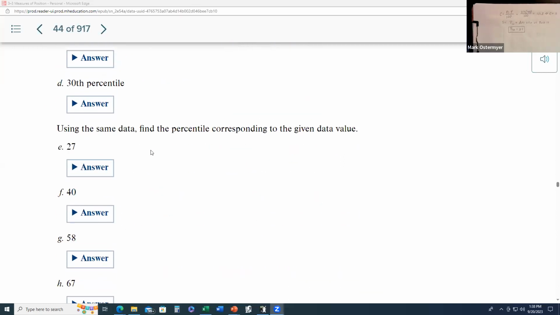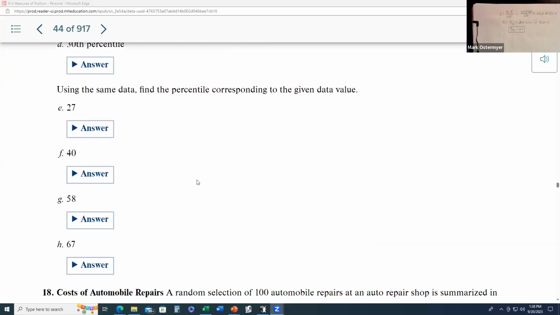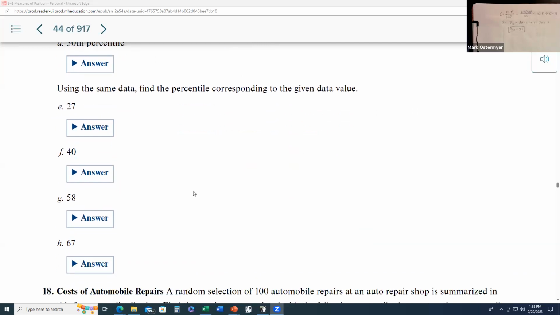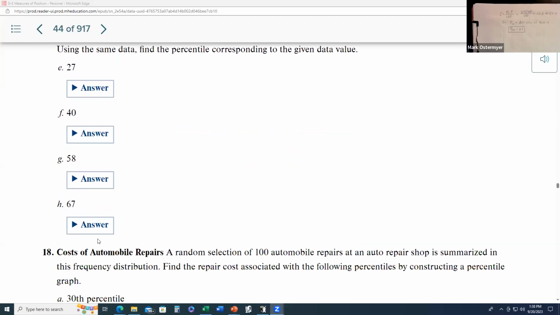Okay, just finding some more percentiles. All right, now, ladies and gentlemen, we're going to work backwards. In this data set here, they want us to determine what percentile value 67 is. So the data point observation of 67 is what percentile value? So we're answering the opposite question now.